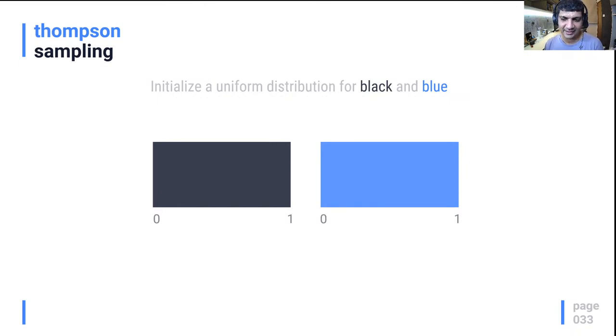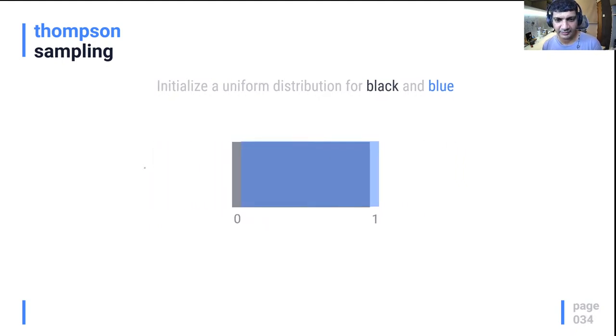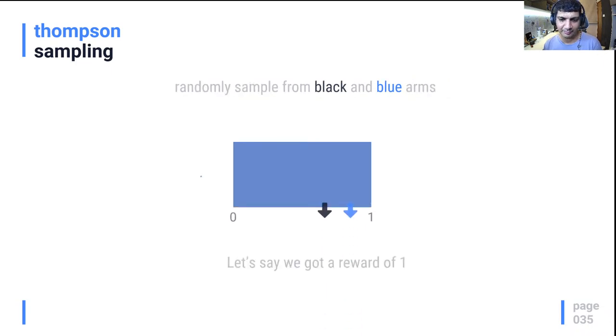I have a black color and a blue color, right? And I will say that both of them have uniform distribution between 0 and 1. So equal probability of picking 0 and 1. All right, so I'm just going to make sure that I merge them, and I'm going to do a sample, right? So I did a sample and I got a reward of 1.